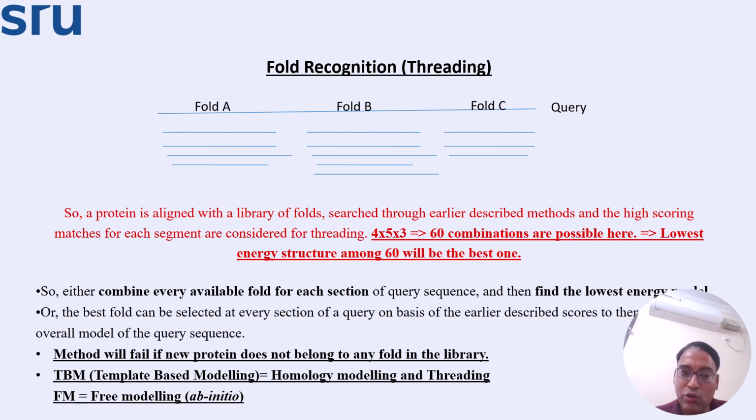The method will fail if the protein sequence does not belong to any fold in the library. Threading fails there. I'm unable to retrieve any fold from the PDB database, or it's some null fold. Like that.